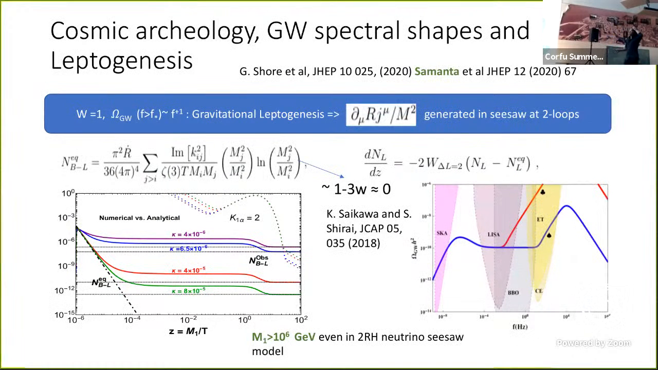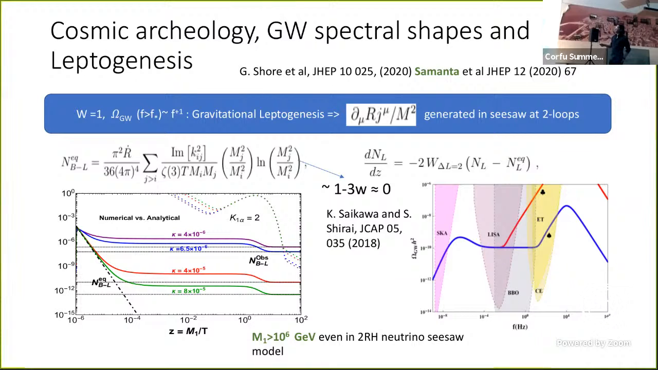Now I will come to gravitational leptogenesis. The basic idea behind gravitational leptogenesis is that if you have an operator like ∂_μ R J^μ / M², where R is the Ricci scalar, it corresponds to a chemical potential which is proportional to Ṙ, and it can be generated in the seesaw model at 2 loop. So once you have a chemical potential in your theory, you can generate lepton asymmetry in equilibrium, which in general you cannot. So this is a kind of dynamics.